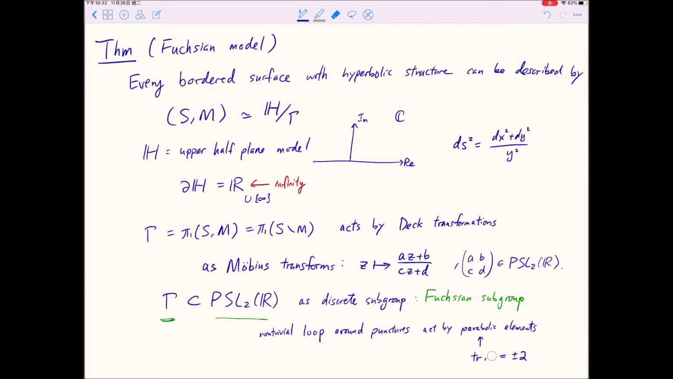Let's use G for the group. So if you have a non-trivial loop inside your fundamental group, then it will act by some matrix in PSL2R where the trace is ±2.